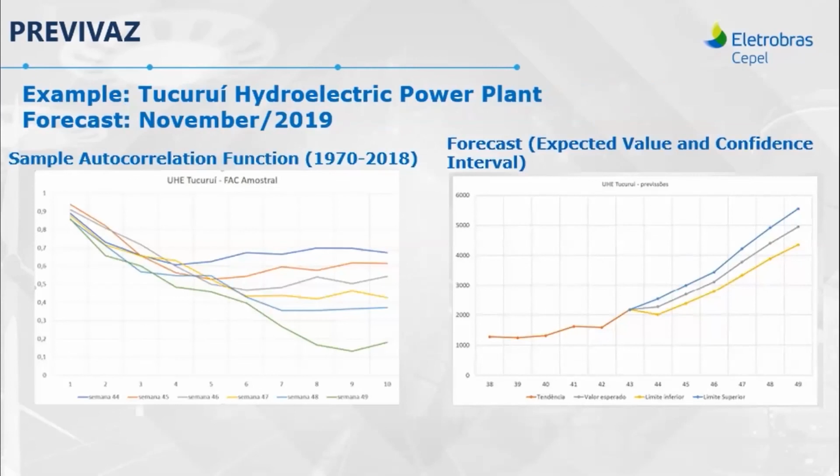This is an example of stream flow forecasting for the Tucuruí hydropower plant. Here is a sample autocorrelation function of the weeks which are closest to the forecast week, and the forecast stream flow. We have the expected value for each week, and the confidence interval.